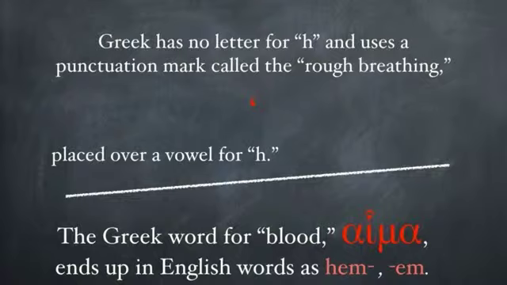Another point to keep track of is that Greek has no letter for H. Instead it uses a punctuation mark called the rough breathing. It looks sort of like a backwards apostrophe. And in Greek, the rough breathing is placed over a vowel to indicate the H sound. Thus we have the Greek word for blood, haima. If you look closely, you can see that there is the rough breathing over the iota, the I. And that's why we have two combining forms from this Greek word that both mean blood, hem and hemat.